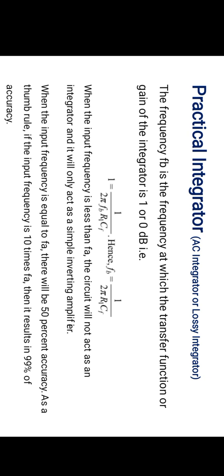When the input frequency is equal to Fa, there will be 50% accuracy. As a thumb rule, if the input frequency is 10 times Fa, then it results in 99% of accuracy.